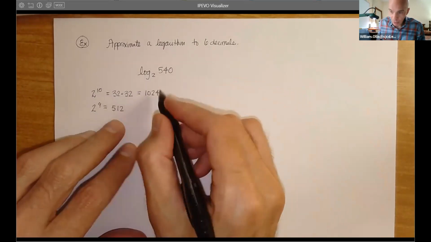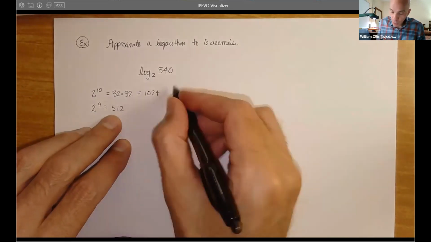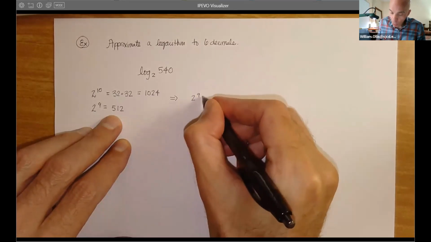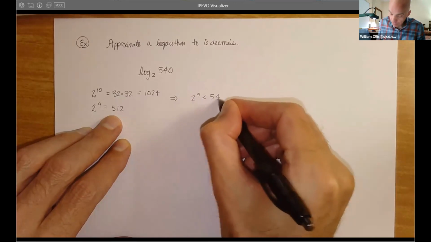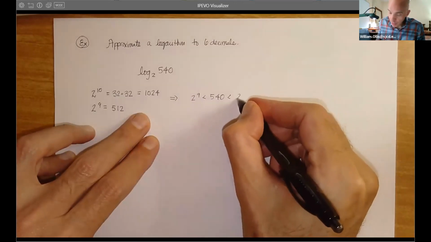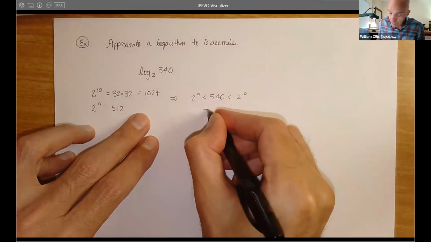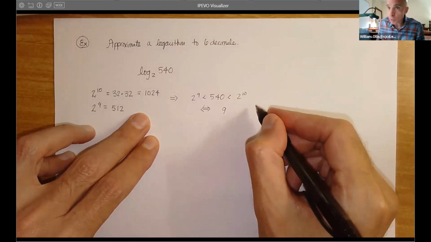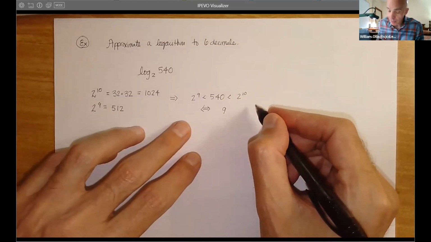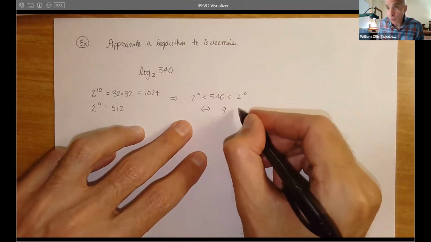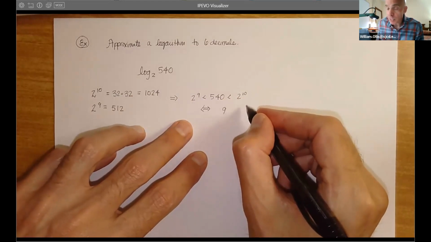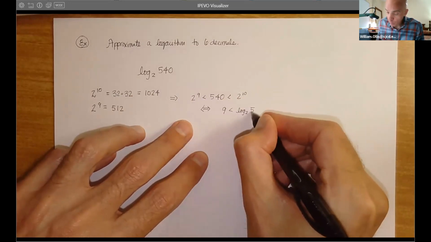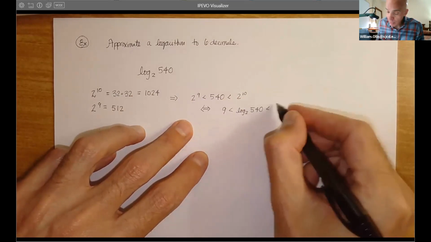So now what we're saying here is that if we have 2 to the 9th as a lower bound for 540, and 2 to the 10th as an upper bound, equivalently, we can just apply the base 2 logarithm because it's an increasing function. We'll use that often in this class, and you'll use it in calculus once you prove theoretically that the log function is increasing. We'll get that log base 2 of 540 is actually between 9 and 10.